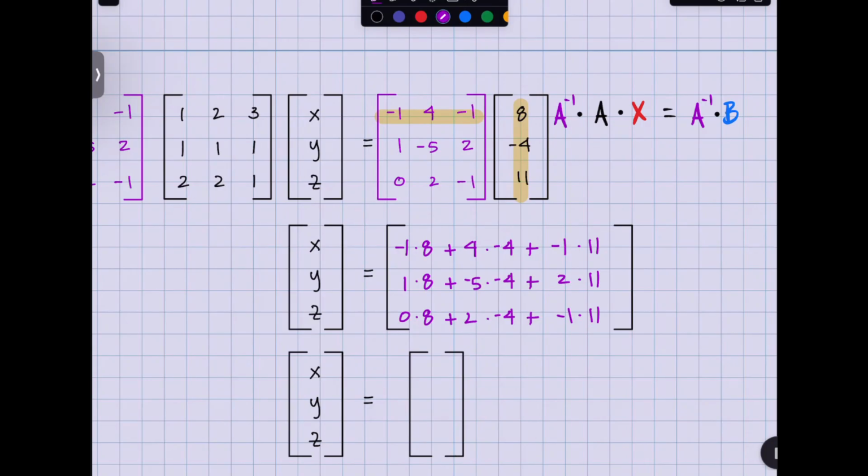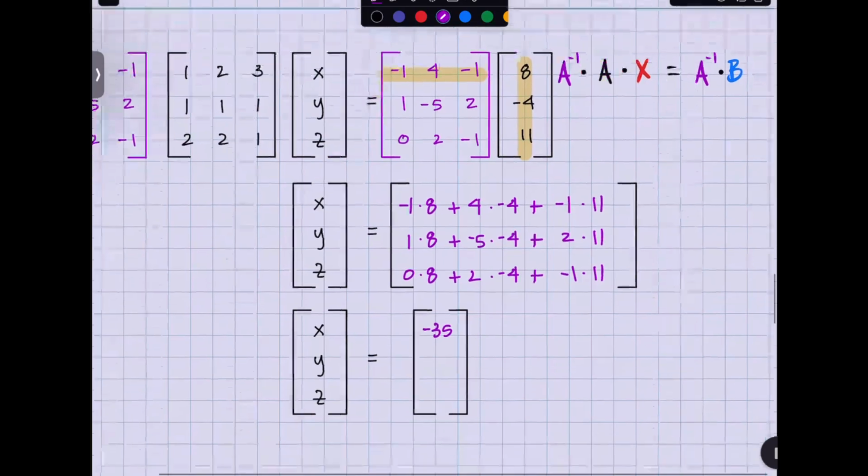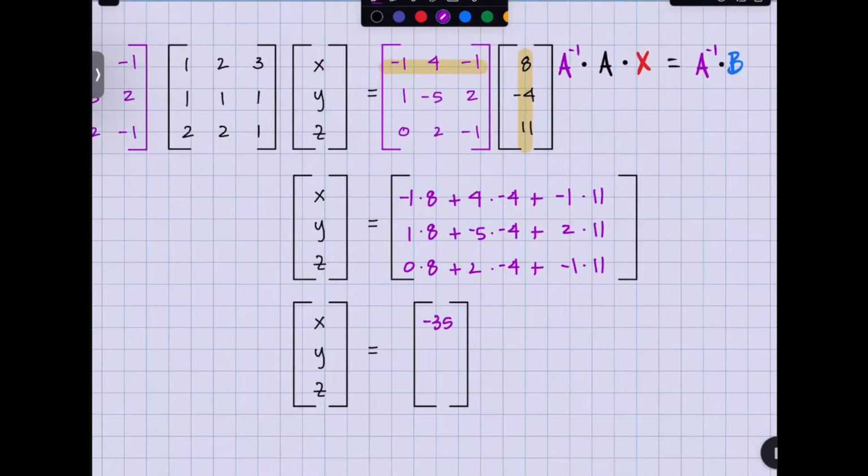Negative 35. That's 28 and 22, so that was 28, 22, 50. 0, negative 8, negative 11, negative 19.